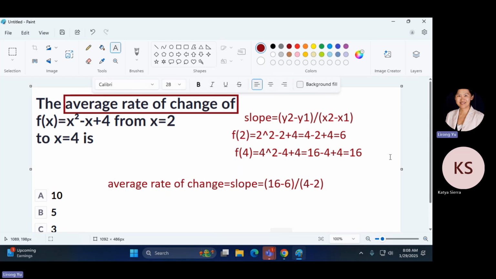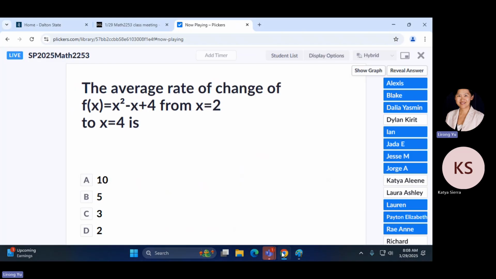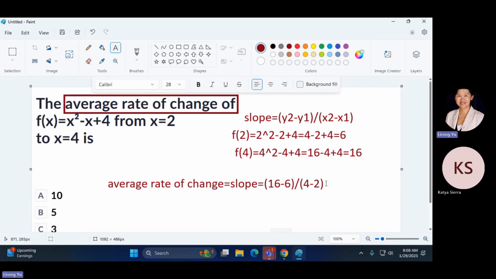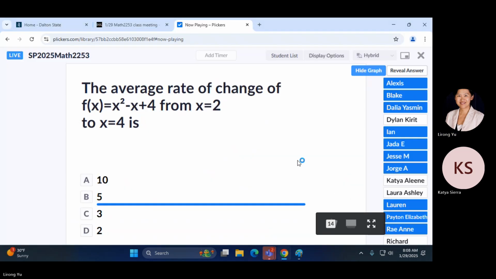I'm going to check and make sure everyone in the classroom has submitted. Did you already submit? Cool. Now the answer is 5, as you know if we finish up the calculation, it's actually 10 divided by 2, which is why the answer is 5. Okay, so that will be today's attendance question.